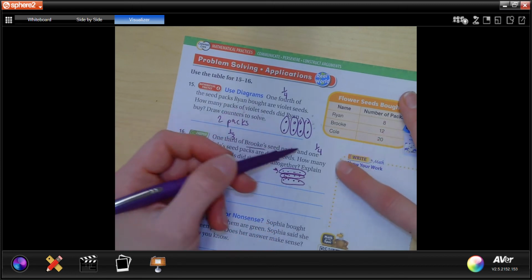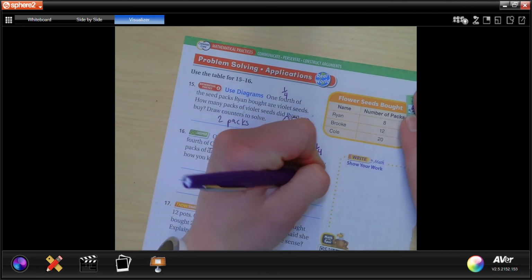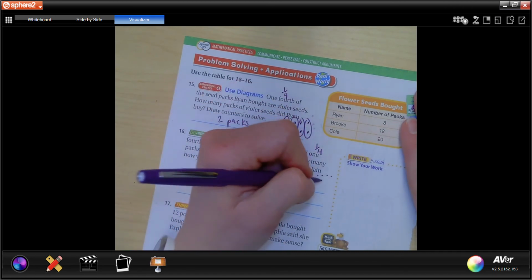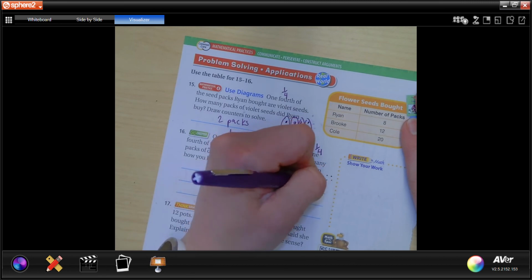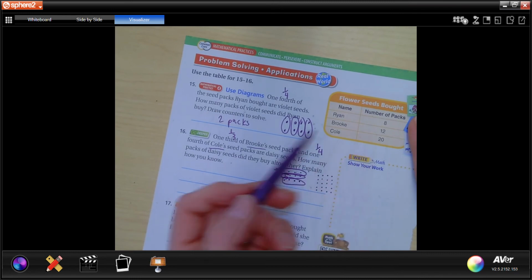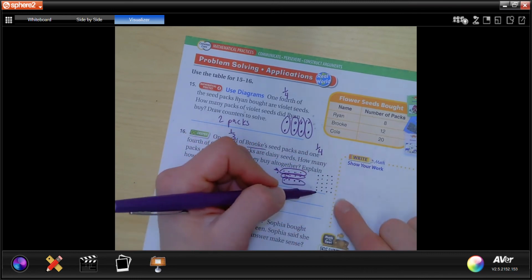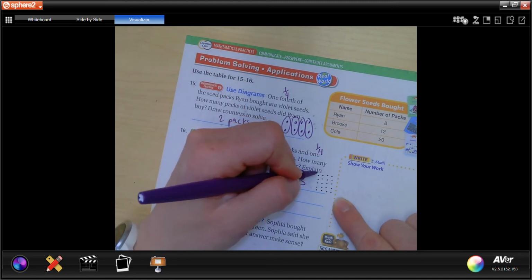And then we need 1/4 of Cole's. So Cole needs 4 equal groups. 1, 2, 3, 4 equal groups. So that's 4, 5, 6, 7, 8, 9, 10, 11, 12, 13, 14, 15, 16, 17, 18, 19, 20. Is that right? Cole had 20 packs. So that is 20. And then we knew that it was 1/4. So 4 groups.